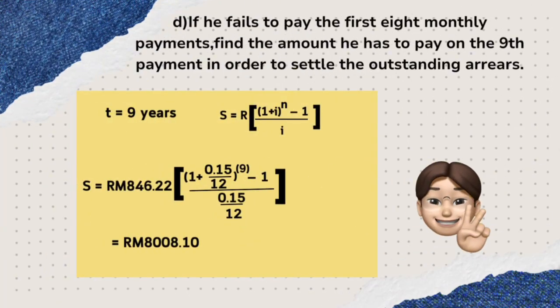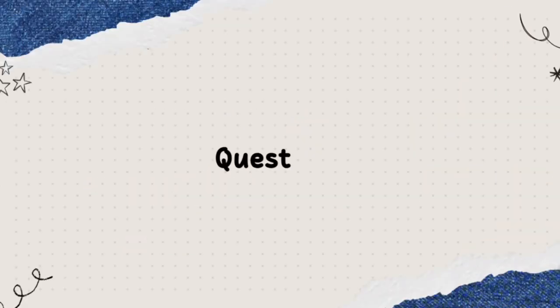D. If he fails to pay the first 8 monthly payments, find the amount he has to pay on the 9th payment in order to settle the outstanding arrears. For this question, we use the formula of S. T is 9 years. We substitute all the numbers into the formula, so we get the answer S equals RM8,008 and 10 cents. So let's move to the next question.